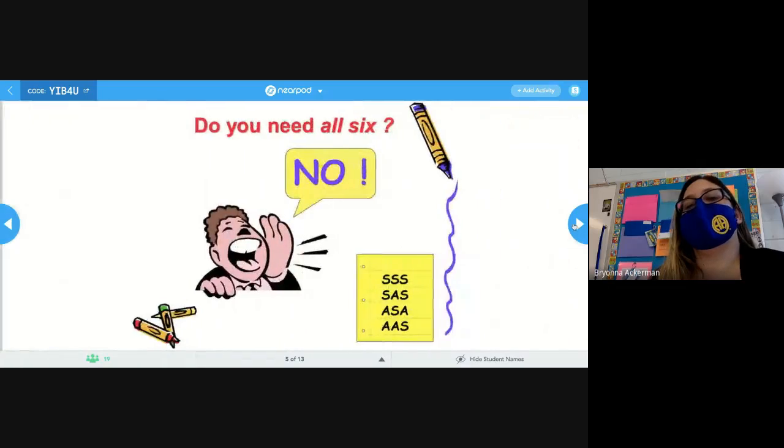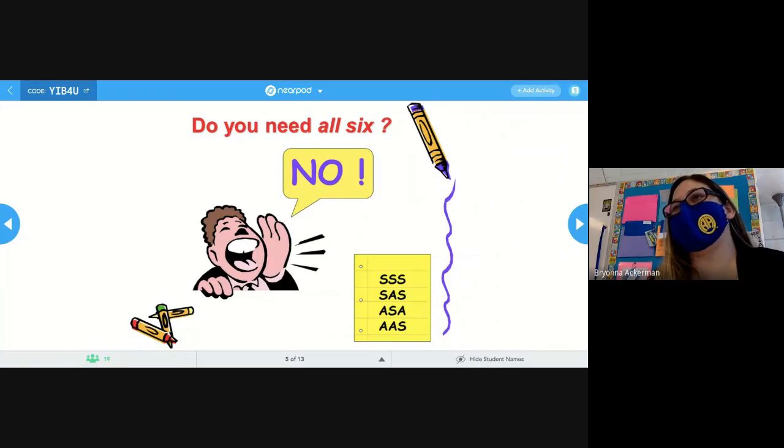So the question is, do I need all 6 parts to determine if a triangle actually is congruent to another triangle? And the answer is no. I can have 4 other postulates right here that we're going to learn. These are the abbreviations. We're just going to focus on the first 2 today. And I can have those, and that would mean that they're congruent.